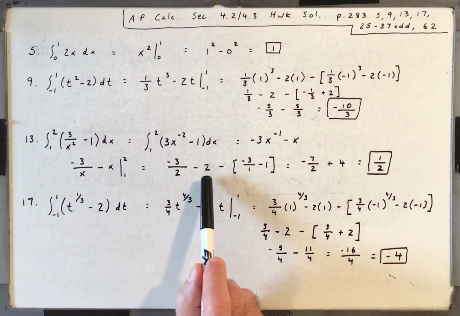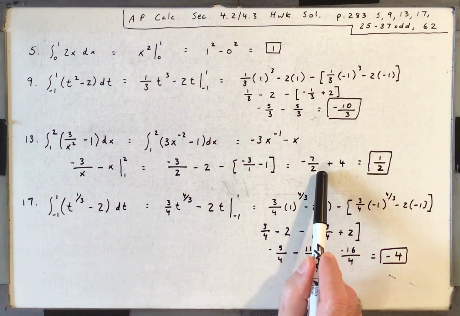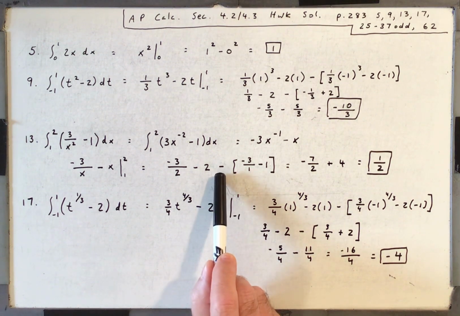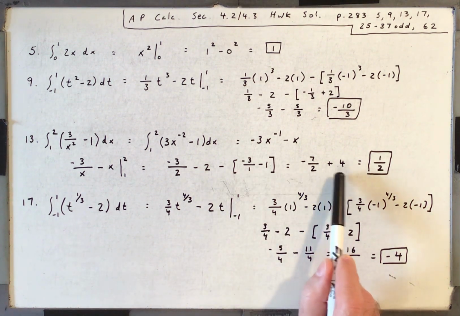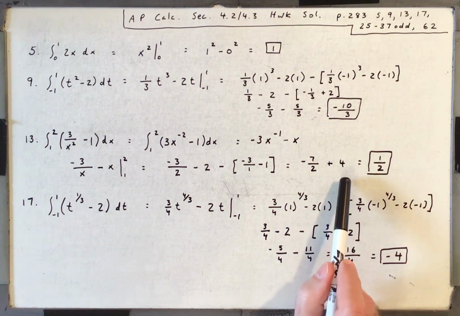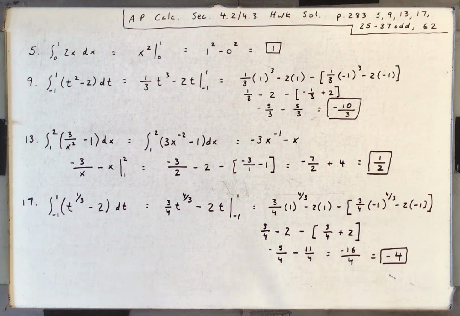So -3/2 minus 2, that's like -3/2 minus 4/2. That'd be -7/2. And then -3 minus 1 is -4, but the negative out front would make it +4. So that's -7/2 plus 8/2, which would leave you 1/2.